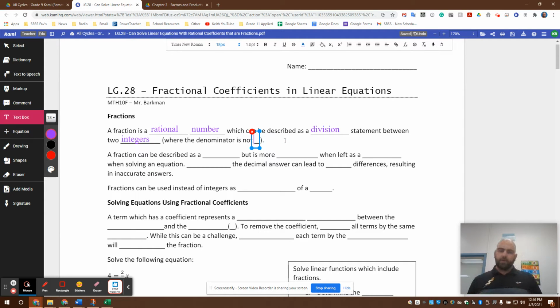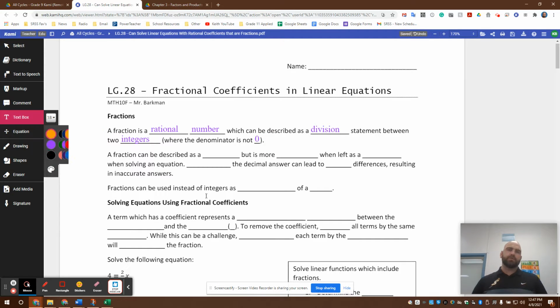Now, something important that we recognize is that the denominator cannot be zero. So if we have a value of x in the denominator, or a number in the denominator that's zero, that's just not going to work. So we can't have a zero in there. That's just one thing to be reminded of when we're going through our questions.